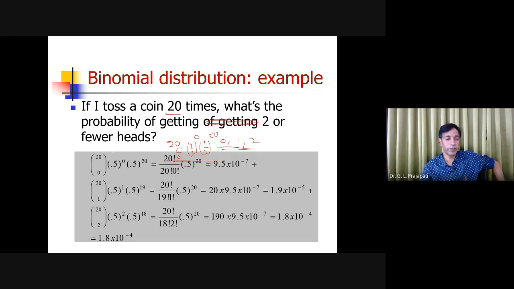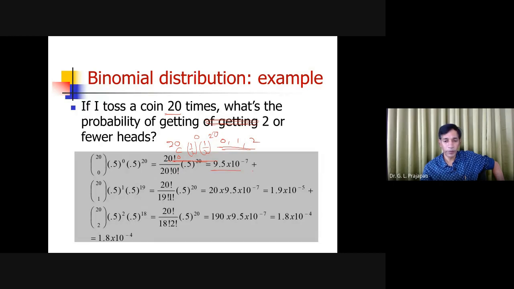So probability of getting 0 hits in 20 tosses: 20C0, number of times success 0, probability of success to the power 0, number of times failure comes 20, probability of failure to the power 20. This is the basis. So this is one. You can solve and you will get the answer like this.